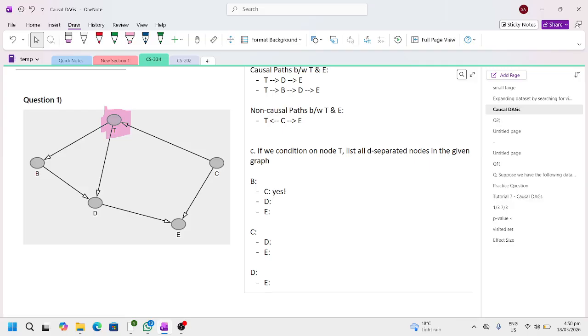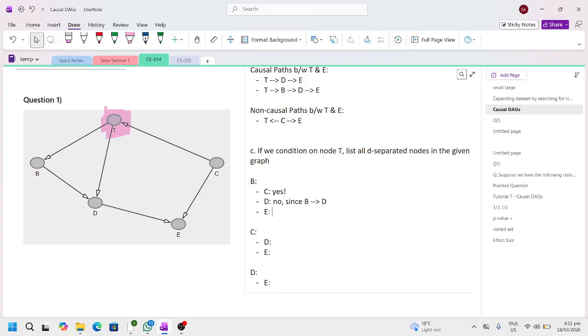No. Okay, so what about B and D? Are they d-separated conditioned on T? No, there is a direct path. Yeah, you're absolutely right. Perfect. Since there is a direct path, which you cannot block at all. If a direct path exists, then even by conditioning on the other nodes, you obviously cannot block that direct path.